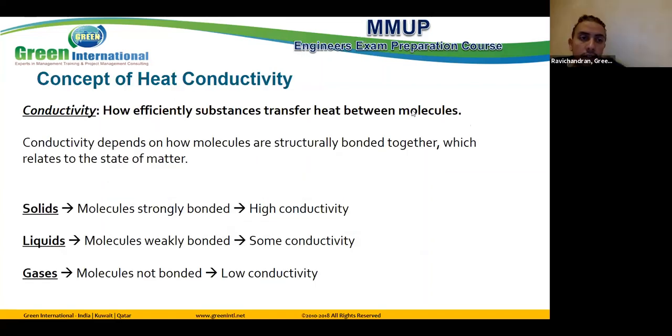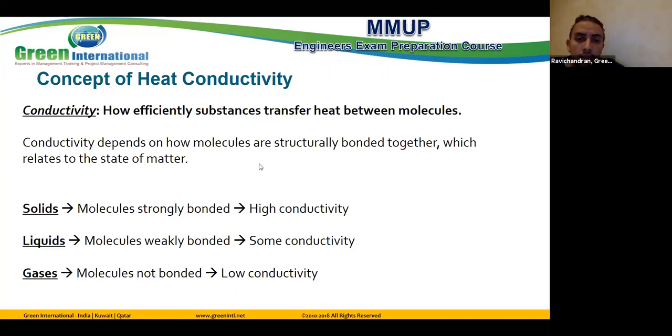The concept of heat conductivity is how efficiently a substance transfers heat between molecules. This is the conductivity of the material. For this material, thermal conductivity is good. For this material, it is not good. This is bad, and so on. Which is better for conduction? A material with good conductivity. What is conductivity? It is the efficiency of a substance in transferring heat between molecules.